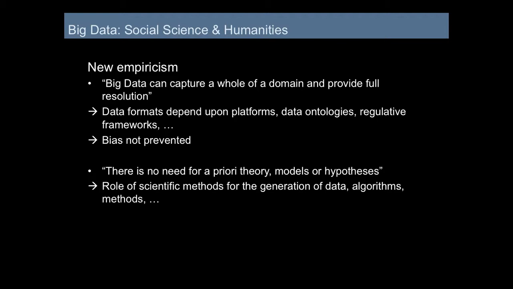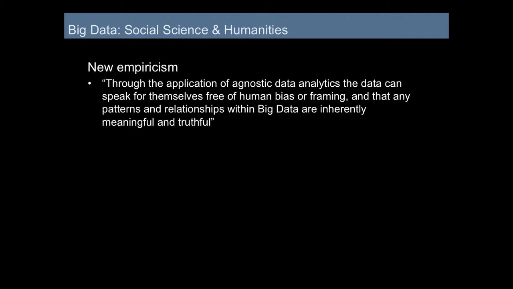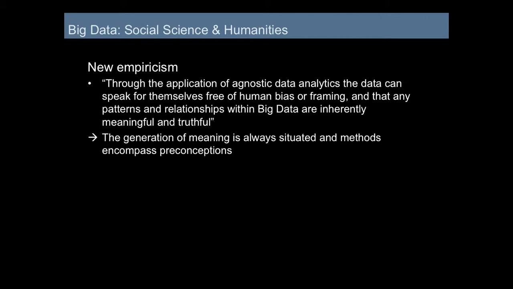A third claim is that through the application of agnostic data analytics, the data can speak for themselves, free of human bias or framing, and that any patterns and relationships within big data are inherently meaningful and truthful. Again, Kitchin argues that the generation of meaning is always situated, and that methods encompass preconceptions about what the data are for or how to interpret them. So even in the age of big data, he writes, we can't get rid of human biases or framing patterns.